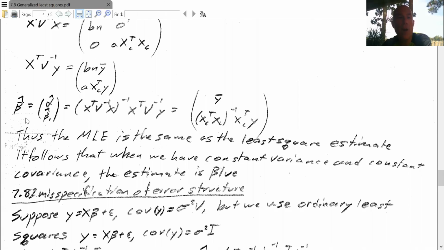And so we can see that our estimate of beta hat is the sample mean of Y, which should not be surprising. We know that should be true. But then we get the inverse of centered X transpose centered X, then centered X transpose Y. All right, so the maximum likelihood estimate is the same as the least squares estimate. It follows that when we have constant variance and constant covariance, the estimate is BLUE also, best linear unbiased estimate. So nice.